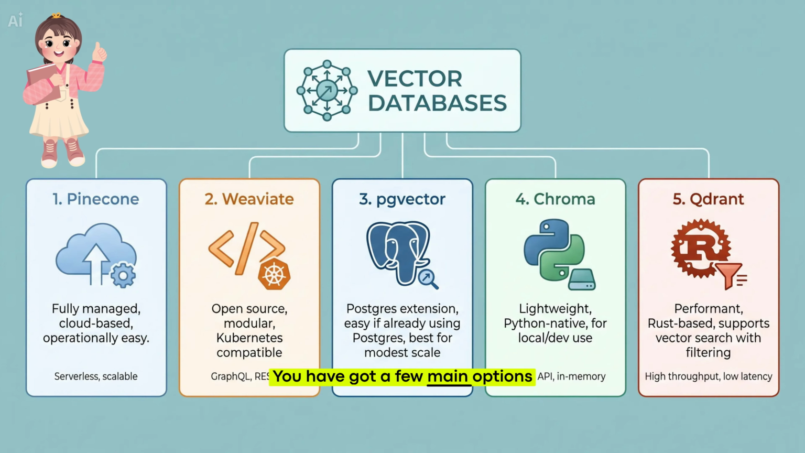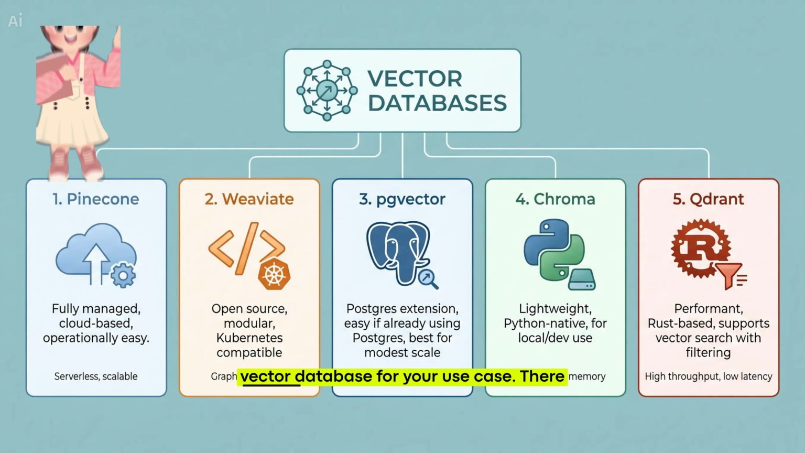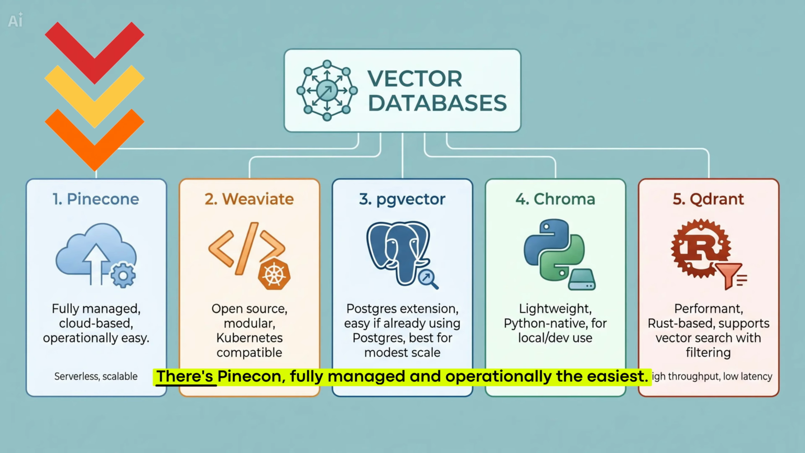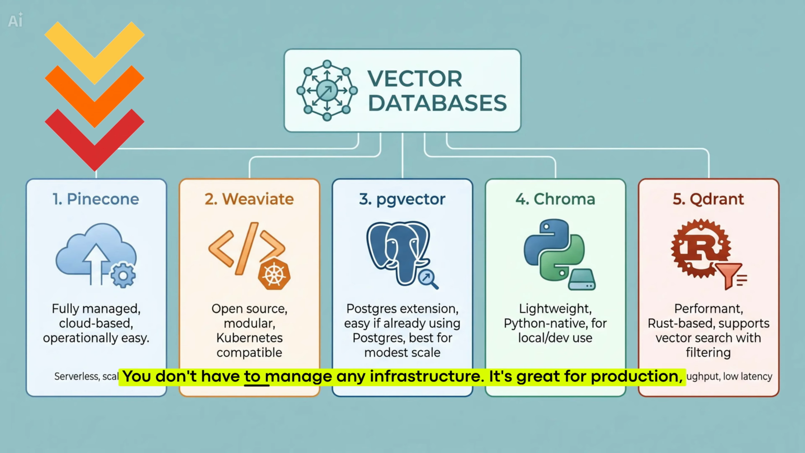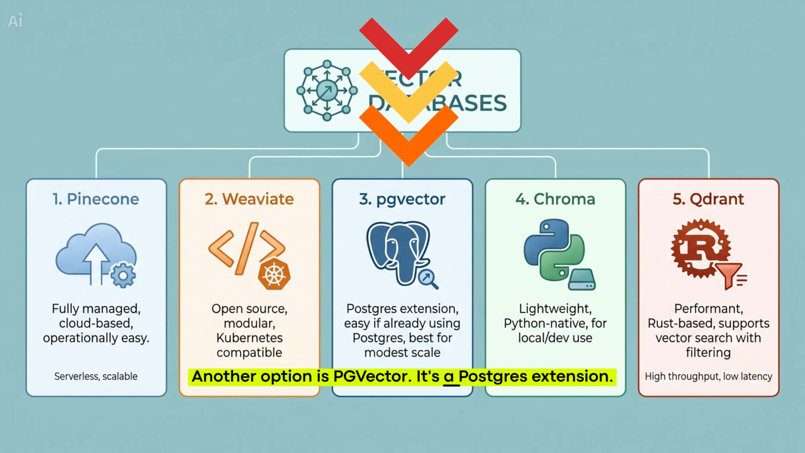You have got a few main options in the ecosystem right now when you go and choose the right vector database for your use case. There's Pinecone, fully managed and operationally the easiest. You don't have to manage any infrastructure. It's great for production, but you are locked into their platform once you start using it. Another option is PG Vector. It's a Postgres extension. If your data is already in Postgres and your scale is modest, this is the lowest friction starting point.